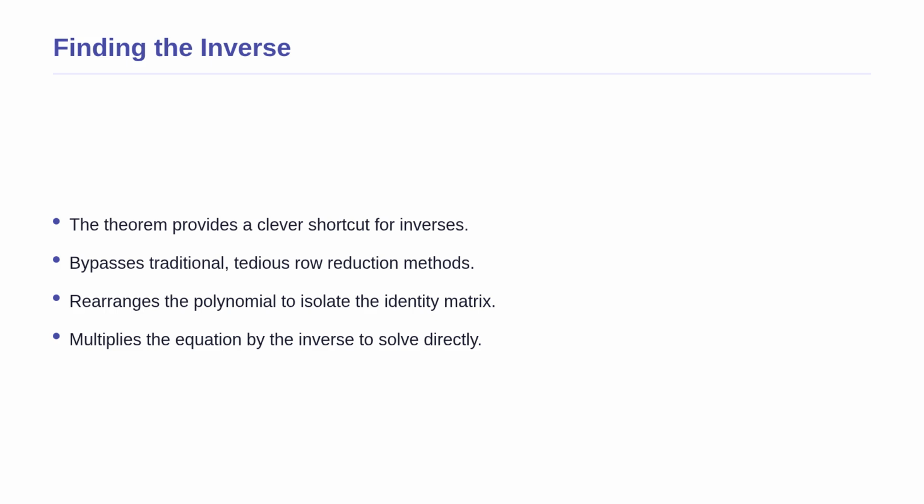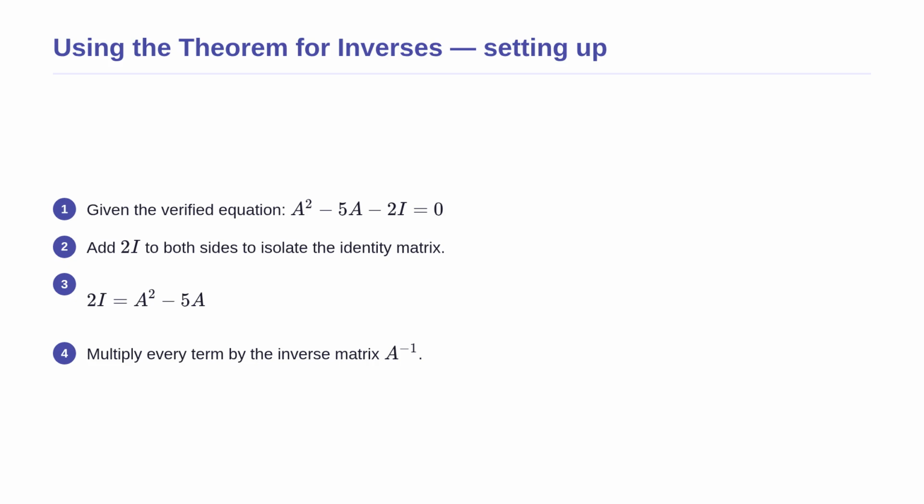Because the matrix satisfies its own polynomial equation, we can use basic algebra to rearrange that equation. By isolating the identity matrix and multiplying through by the inverse, we can find the inverse matrix using only simple multiplication and subtraction. This transforms a difficult division-like problem into a straightforward arithmetic task, saving immense amounts of time and effort. Let us see this shortcut in action.